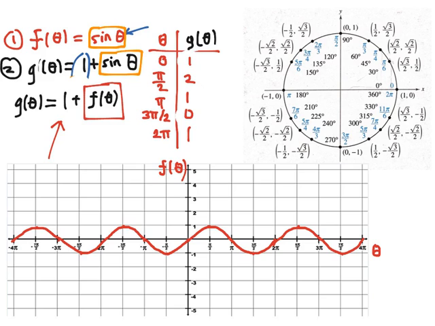Let's do this graph in maybe blue ink. So 0, 1, pi over 2, 2, pi, 1, 3 pi over 2, 0, and 2 pi, 1. So here's one cycle of the graph of g. And you can see that it is the graph of the parent sine function shifted up by 1 unit. And here we can look at additional cycles of the graph. So there's the graph of g of theta. So this parameter of 1 had the impact of raising the graph of the parent function by 1 unit. It caused a vertical translation upward by 1 unit.